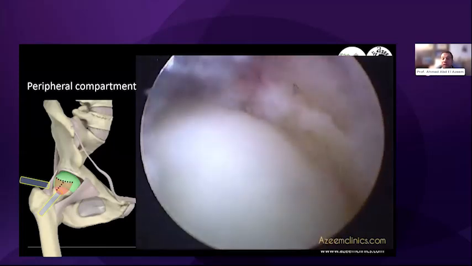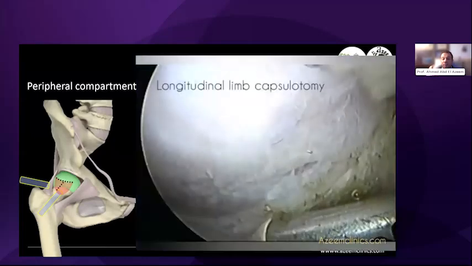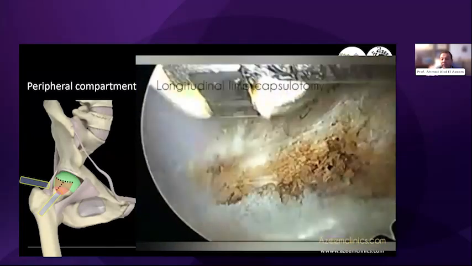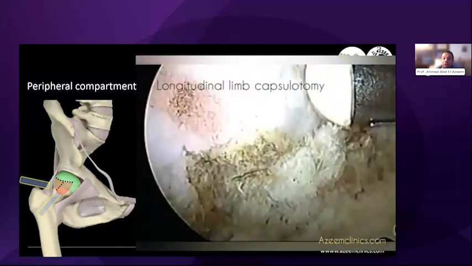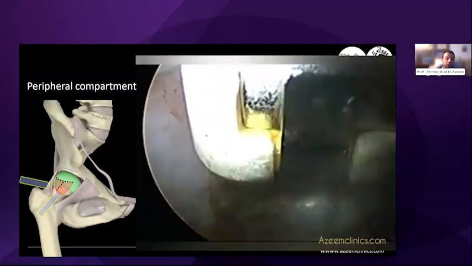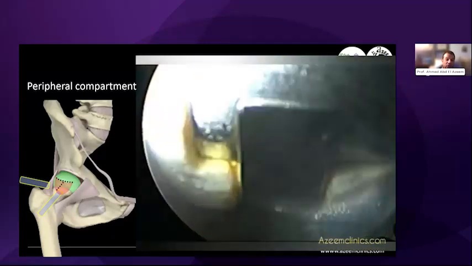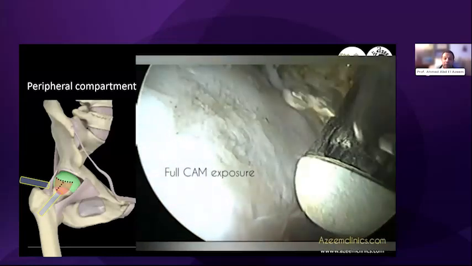So that's the arthroscopic view in which I did a capsulotomy between the anterior portal and the lateral portal, and then I extend my capsulotomy along the head and neck to expose the full CAM. And I have to see the full CAM to be able to excise it completely and not leave any part of it at the end of my operation.